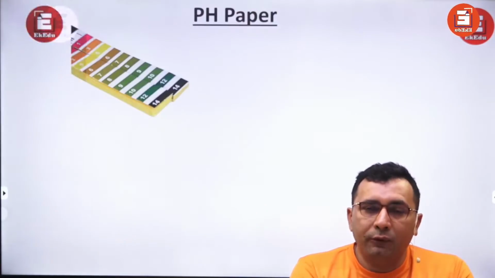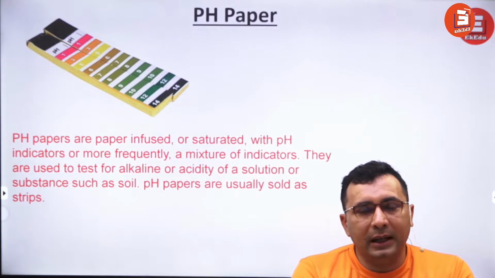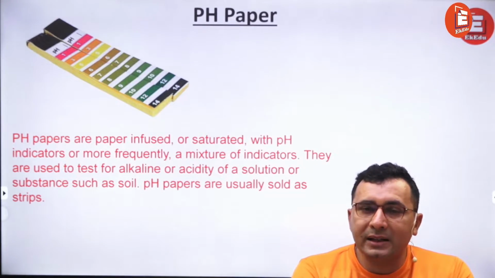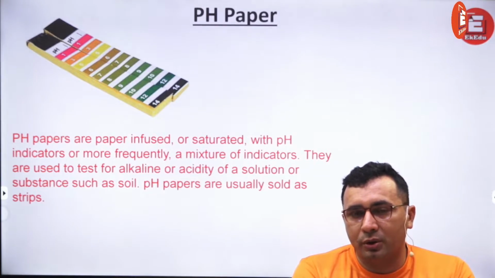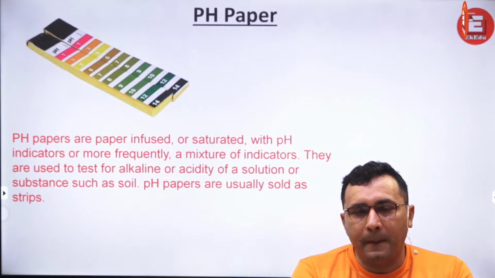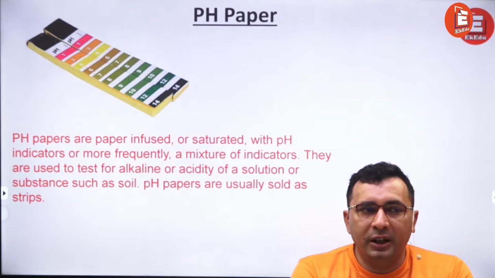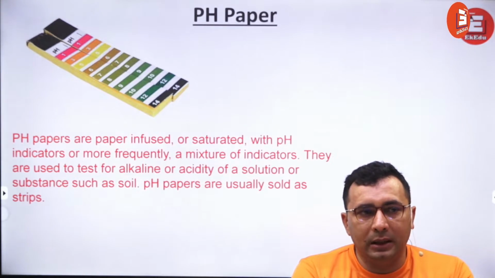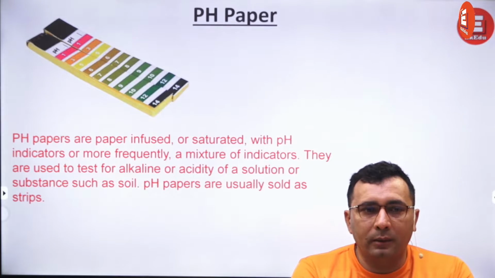Now let us proceed further. It is the pH paper which is used to measure the strength of acids or bases. Actually, it is the pH strips which are used to check the acidity or basicity of a substance. This pH paper is infused or saturated with pH indicator or, more frequently, a mixture of indicators. They are used to test for alkaline or acidic nature of a solution or substance such as soil.